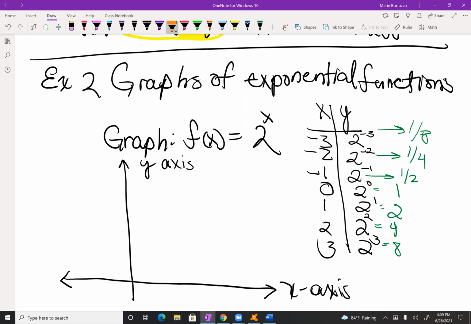One of the keys or characteristics here is that we always start with the 0, because when x is 0, y will always be 1 if there are no transformations. When x is 1, in this case, you could see y will become 2.